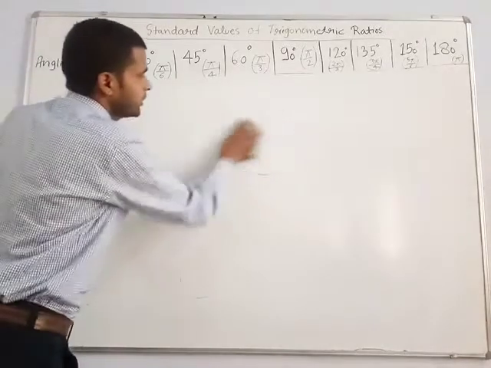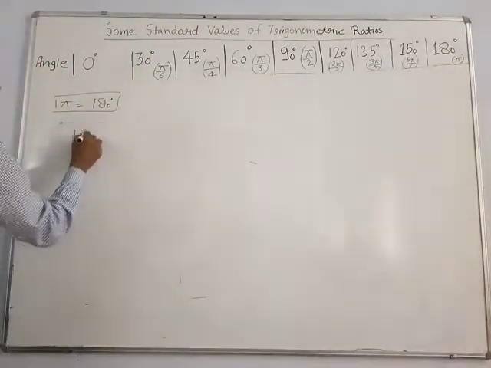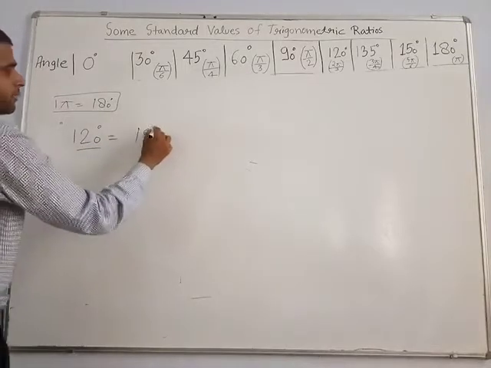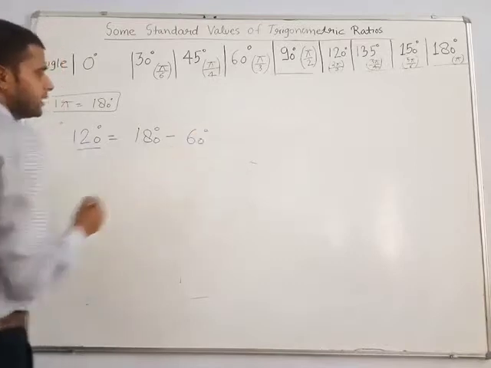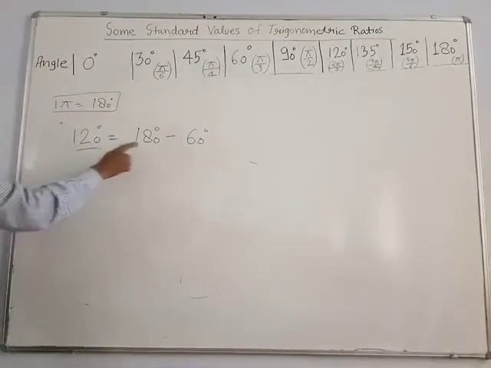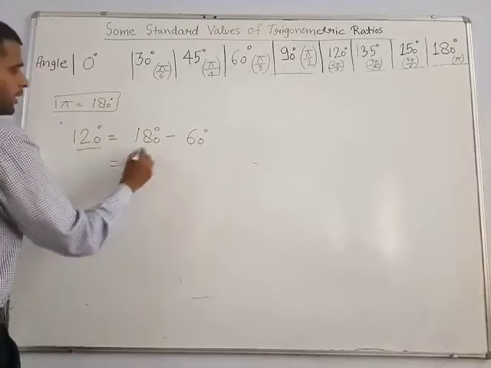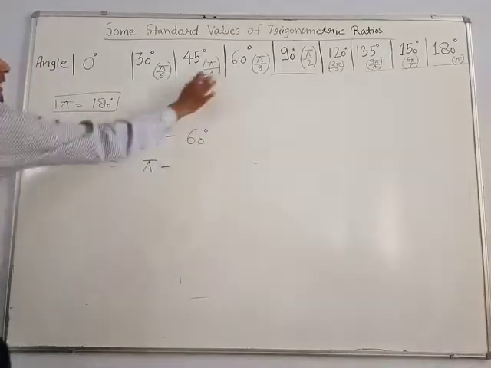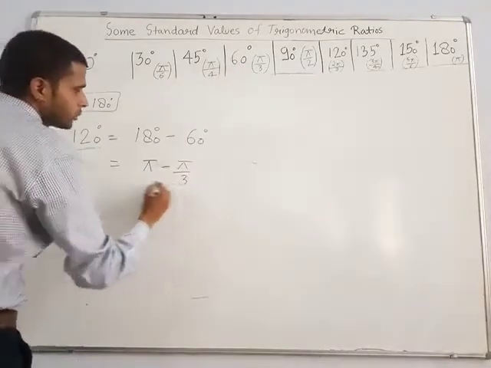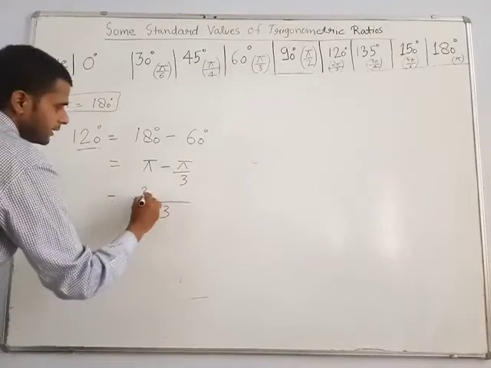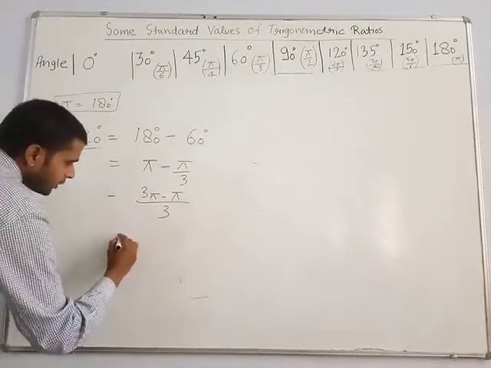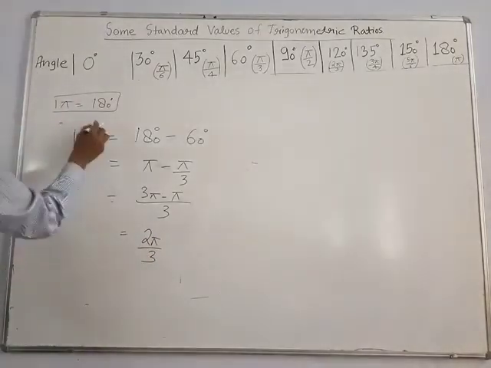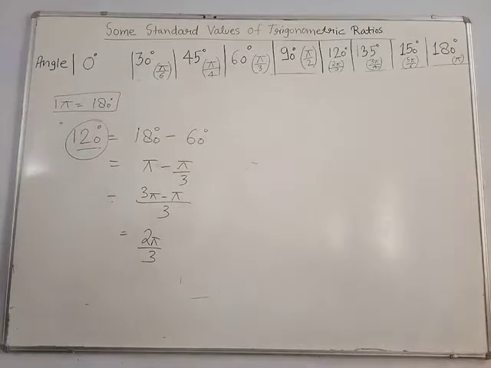Then 120. How do you write 120? 120 means 180 minus 60 degree, right? Value of 180 is pi and 60 is pi upon 3. You have to solve this value. LCM is 3. 3 pi minus pi, so 2 pi upon 3. So value of 120 is 2 pi upon 3, right?